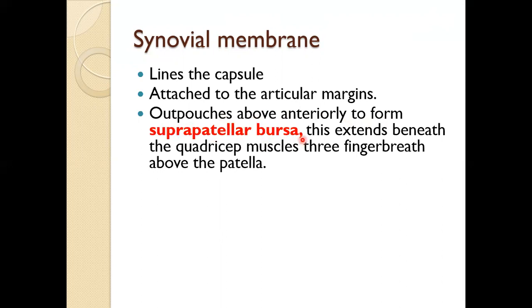It is attached to the articular margins, and then it outpouches above anteriorly to form the suprapatellar bursa. As previously discussed under the heading of the capsule of the knee joint, it is deficient anteriorly, and through that deficiency, the synovial membrane pouches forward and upward to form a bursa known as the suprapatellar bursa. Also, the suprapatellar bursa extends beneath the quadriceps muscle, 3-finger breadth above the patella.